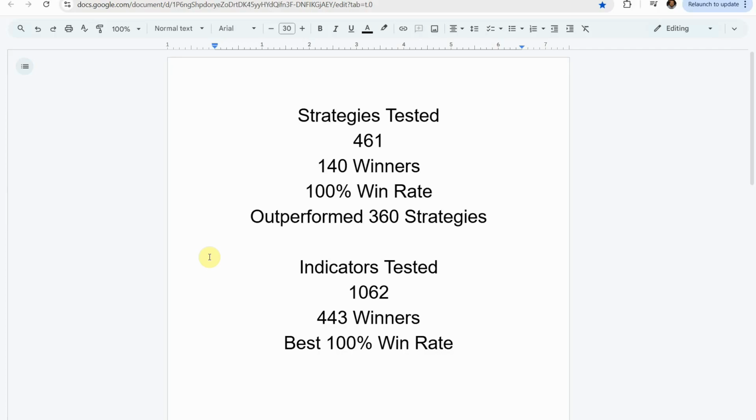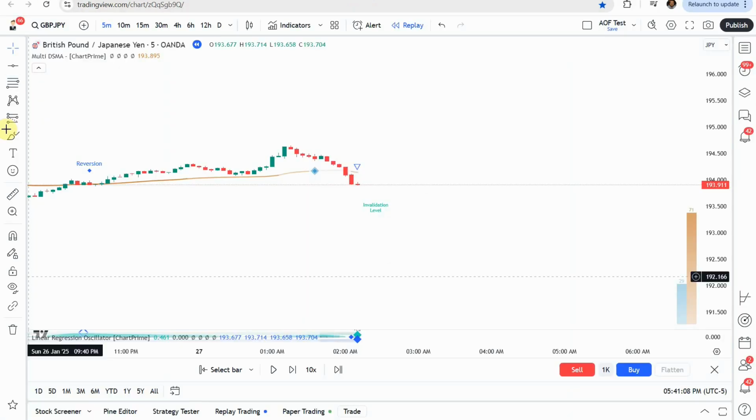That was achieved using the Academy of Forex Indicator to trade the crypto scalping strategy that I'll mention in this video on a live trading account. And so far, since we've been keeping track, it has outperformed 360 of the other strategies that we have put it up against, every single one so far. We've also tested a total of 1,062 indicators, with 443 of them being winners.